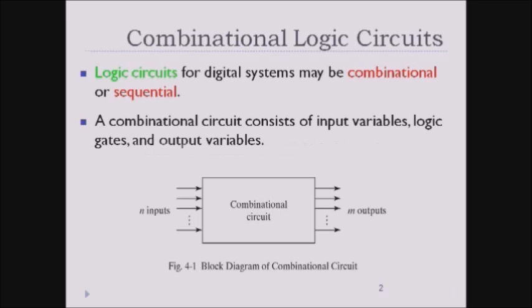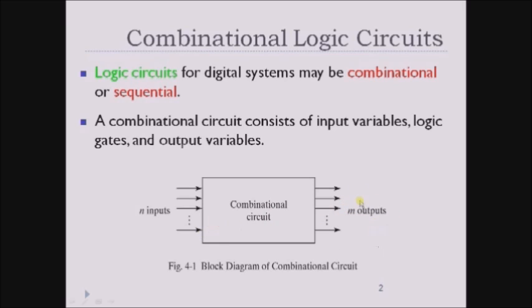definition of a combinational circuit. Logic circuits for digital systems may be combinational or sequential, as I just said, and a combinational circuit consists of input variables, logic gates, and output variables. Any kind of combinational circuit contains input variables, output variables, as well as logic gates. Here you can see a simple block diagram of a combinational circuit, which accepts n inputs and provides m outputs.